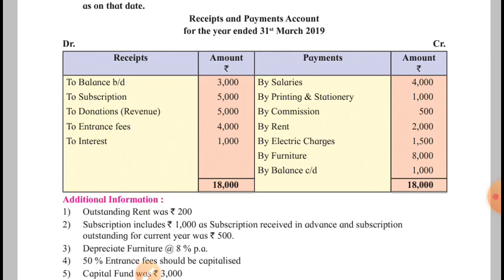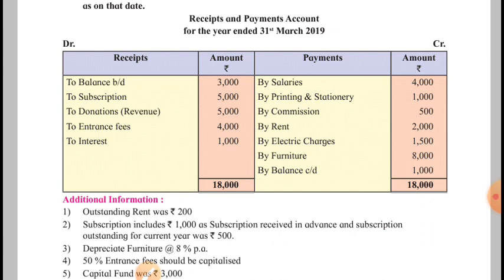And interest, we received this interest. It is on receipt side, isn't it? So this is the interest we received during the year 1000. That's also income. So subscription, donations, revenue donations, entrance fees and interest received. All the four are items of income and will be credited to income and expenditure account.